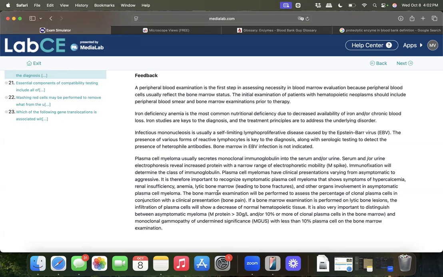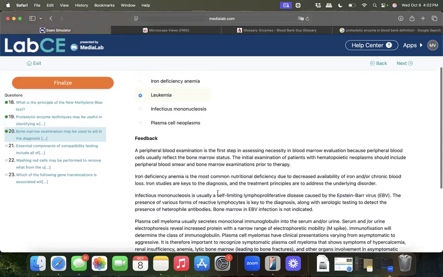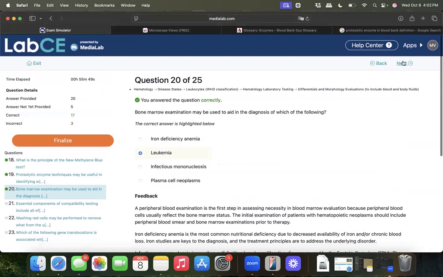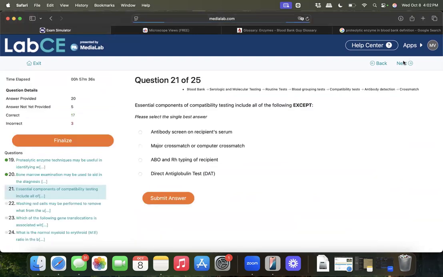This is a lot of stuff on plasma cell, but pretty much leukemia, you have a leukemia, you're most likely going to need a bone marrow biopsy, period. All right, let's go next.